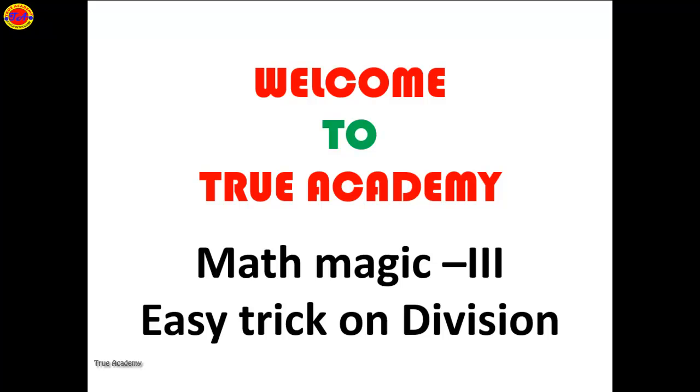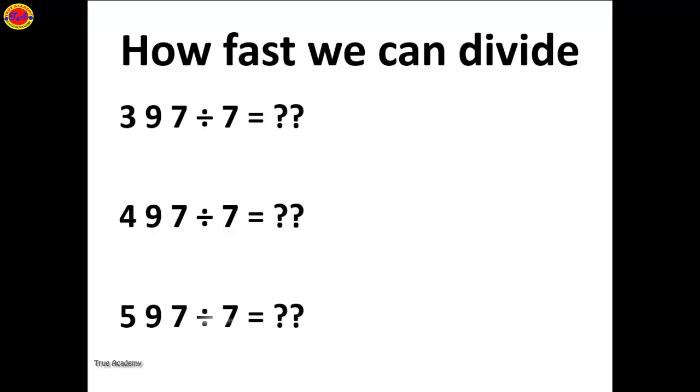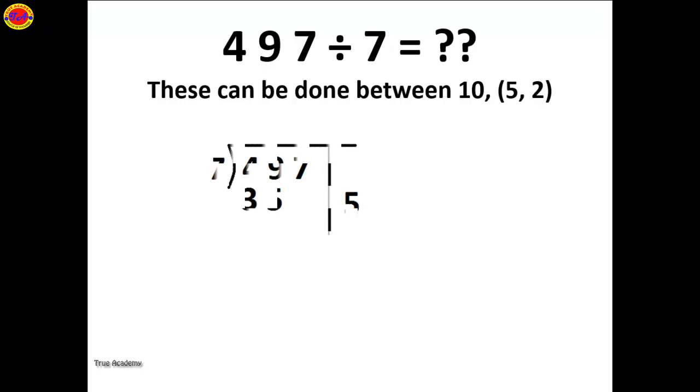And today I'm back with another Math Magic 3 easy trick on division. How fast can we divide? 397 divided by 7, 497 divided by 7 and 597 divided by 7. Let's see now, 497 divided by 7.